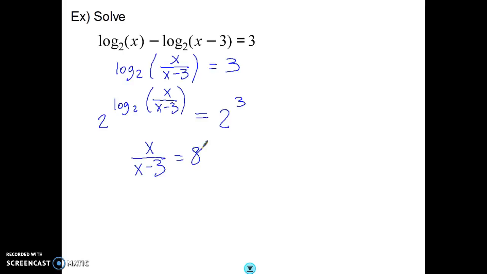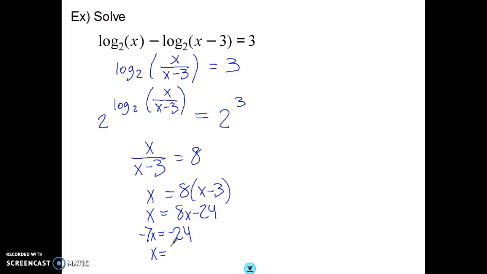And from here we just solve our equation normally. So we don't want this x in the denominator, so we're going to multiply both sides by x minus 3, giving us x equals 8 times x minus 3. Simplify a little bit, x equals 8x minus 24. From here we solve for x: minus 8x over this side, negative 7x equals negative 24, and divide both sides by negative 7, x equals 24 over 7.